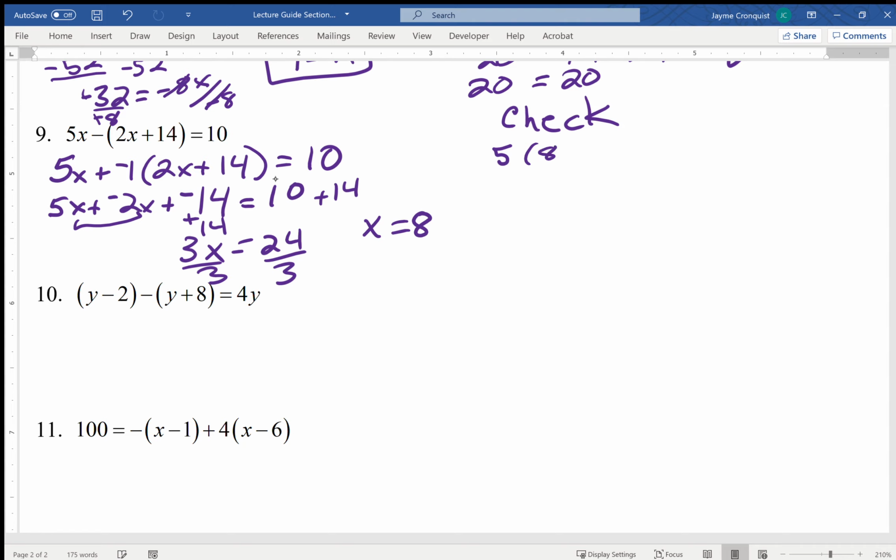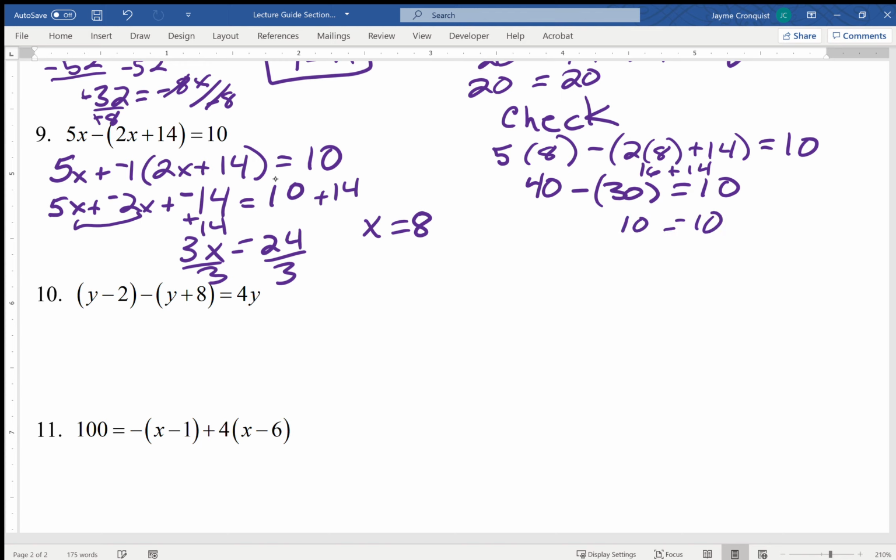5 times 8 minus 2 times 8 plus 14 equals 10. 5 times 8 is 40 minus 2 times 8 is 16. And now I'm going to add the 14. 16 and 14 is 30. And sure enough, 40 minus 30 is 10. So x equals 8 is my answer.